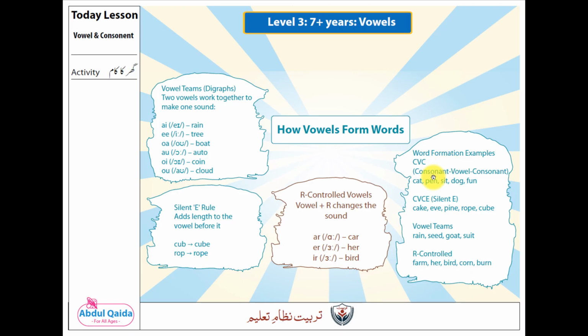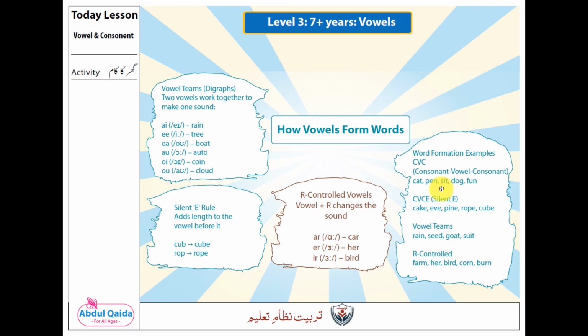In short vowels, the formula is consonant, vowel, and consonant. Examples are CAT, cat, where C is consonant, A is vowel, T is consonant. PEN, pen, where P is consonant, E is vowel, N is consonant.